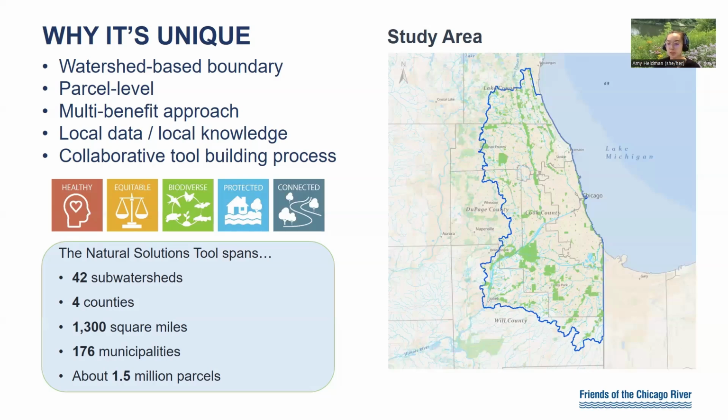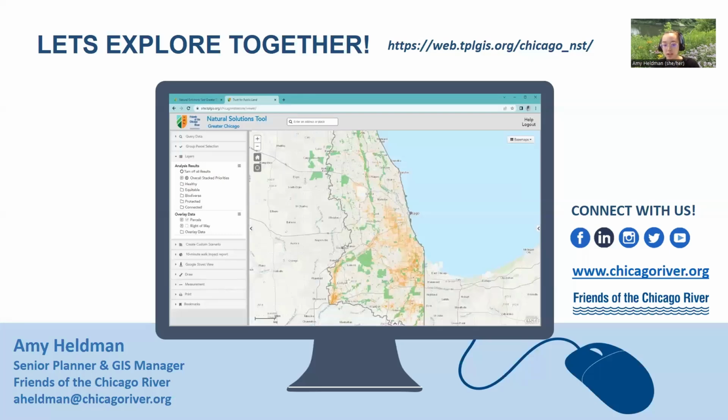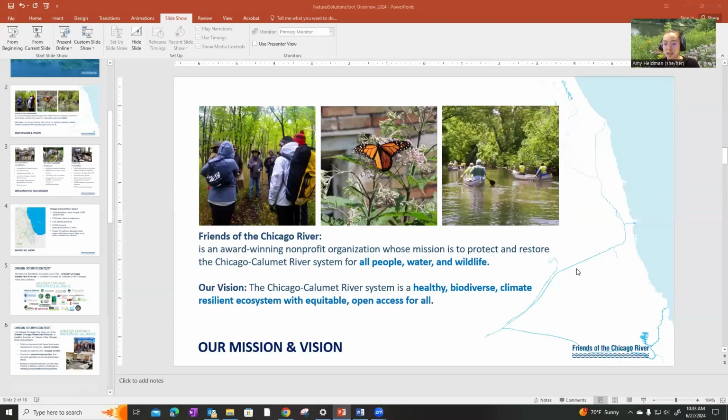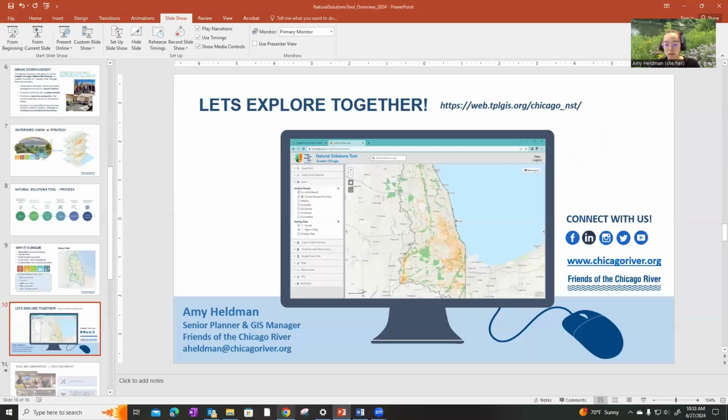So, there's a couple other stats that I won't highlight, but it is pretty big. It covers about 1,300 square miles. So it's a pretty large area, which is why we had to come to a point where we had to narrow down the boundary and we couldn't include everything. All right, so I will now share the tool and then we can dive into some demo aspects.